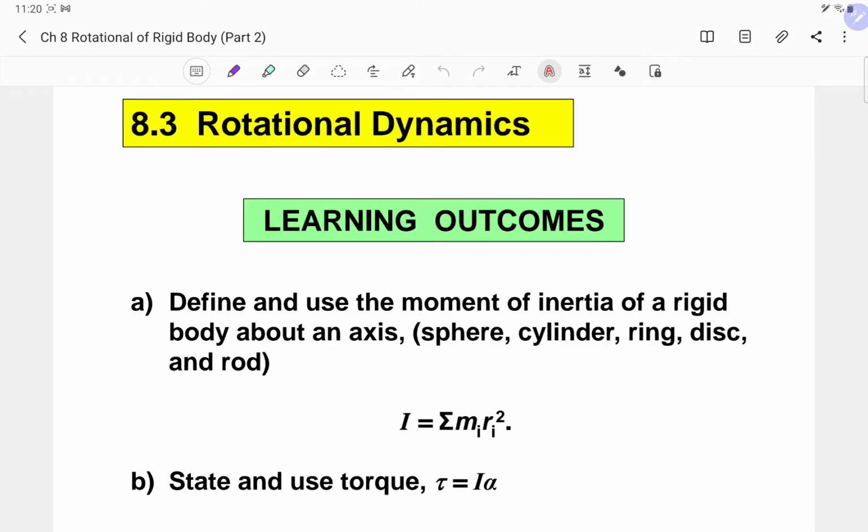8.3 Rotational Dynamics. The learning objective is to define and use moment of inertia of rigid body, different shapes of rigid body, sphere, cylinder, ring, disc, and rod. So I is equal to the summation of mr squared. B, state and use torque. Torque is equal to I alpha, where I is the moment of inertia and alpha is the angular acceleration.